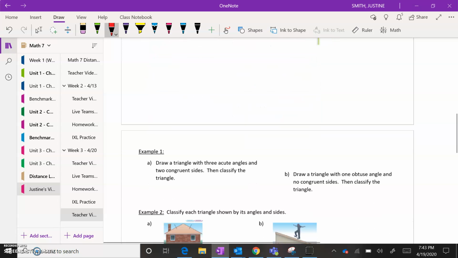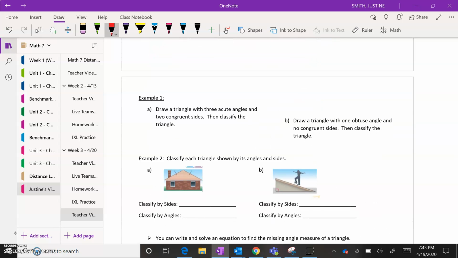Okay, so this first example says draw a triangle with three acute angles and two congruent sides, and then we need to classify the triangle. So if it has three acute angles, we're going to draw our triangle, and we're going to say that all of these angles are acute, which makes it an acute triangle. Okay, so if all the angles are less than 90 degrees, it would be an acute triangle.